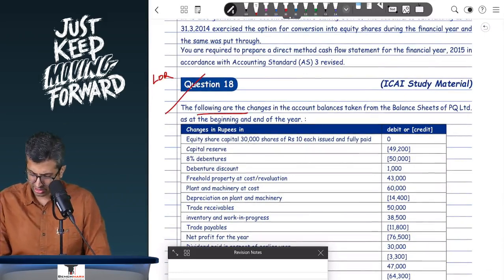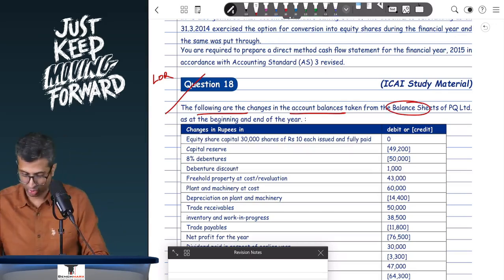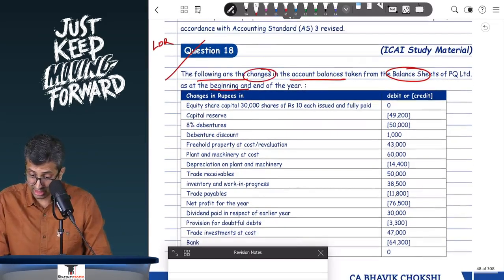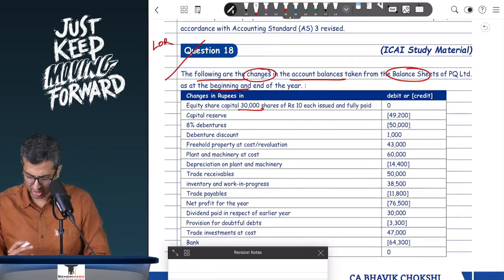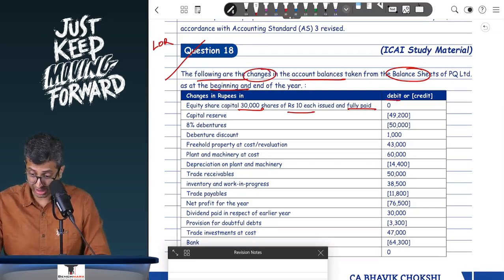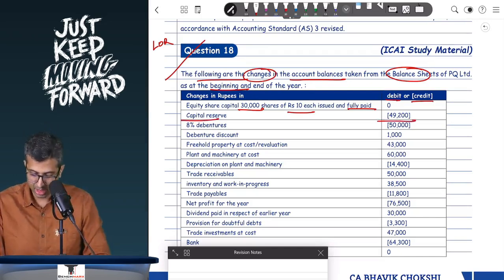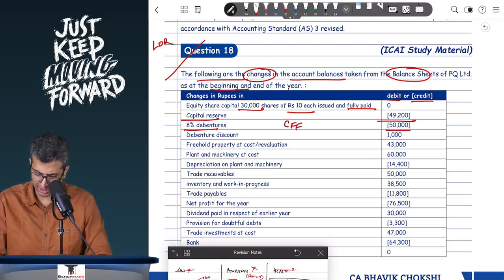The following are the changes in the account balances taken from the balance sheets of PQ Limited at the beginning of the year. So, this is given to you as changes in the balances. Okay, equity share capital, 30,000 shares of rupees 10 each, fully paid. There is no change, zero change, so it will not impact the cash flow. Capital reserve is increasing by 49,200. So there's a change in the capital reserve. 8% debentures. Credit is in brackets, increasing by 50,000. This will be cash flow from financing.